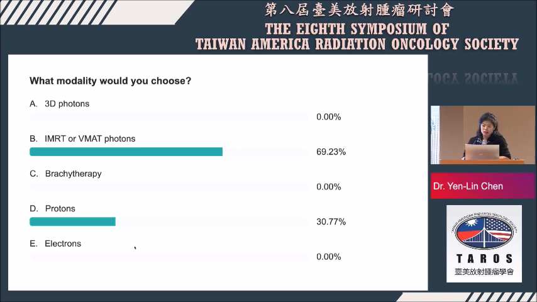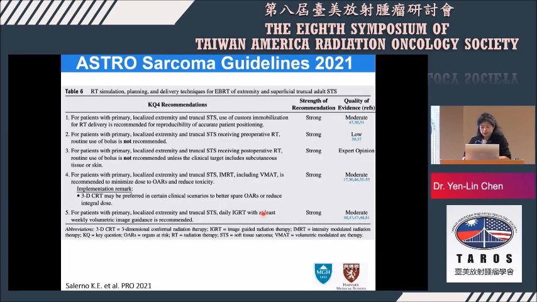If this were a young man, or that's actually a young woman, protons would be very reasonable for this very proximal sarcoma. But yeah, I think in most cases the VMAT would do a pretty good job, and 3D would have a harder time with this location. All right, so you could go back.